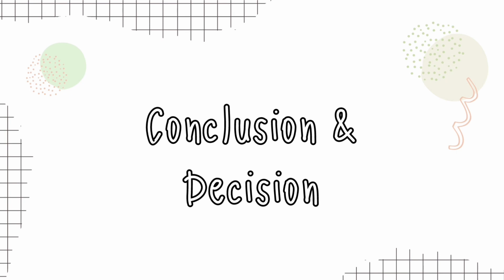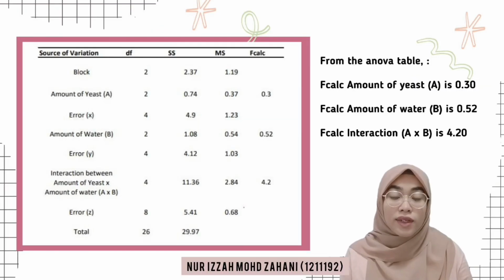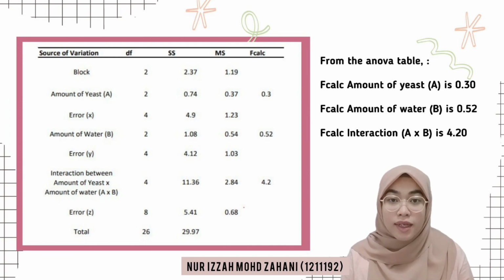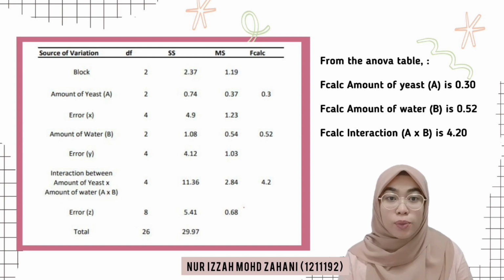Moving on to the conclusion and decision for our experiment. From the ANOVA table that we have got from our data, the F calculation for the amount of yeast, which is factor A, is 0.30. The F calculation for the amount of water, which is factor B, is 0.52, and the F calculation for the interaction between factor A and B is 4.20.